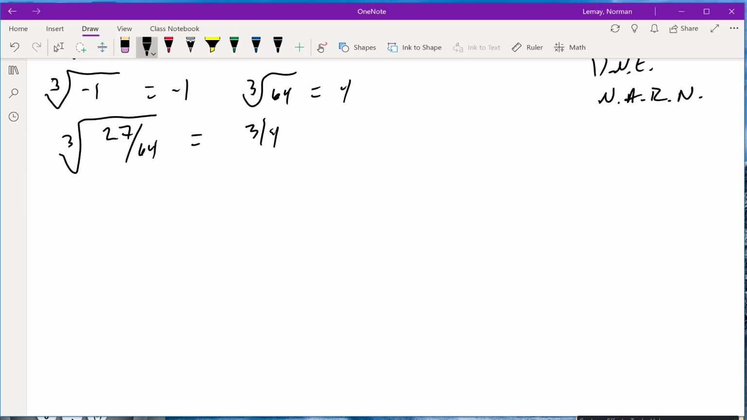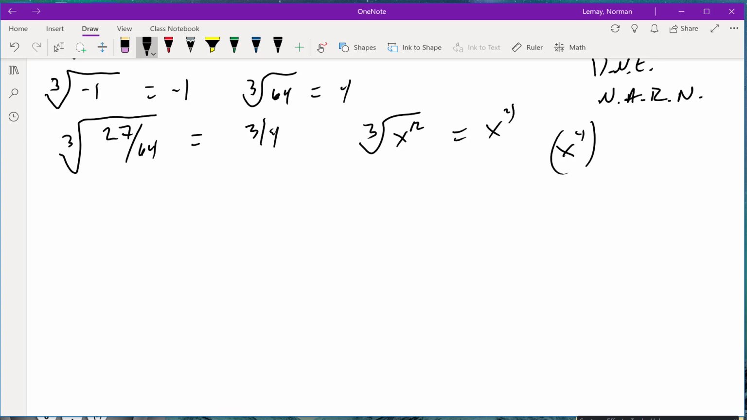Okay. The cubed root of x to the 12th. Well, remember with square roots, if we take half of the power, in cubed roots we'll just divide that power by 3. So 12 divided by 3 is 4. This is because x to the 4th, again, if we raise that to the 3rd power, remember we multiply these two powers together.